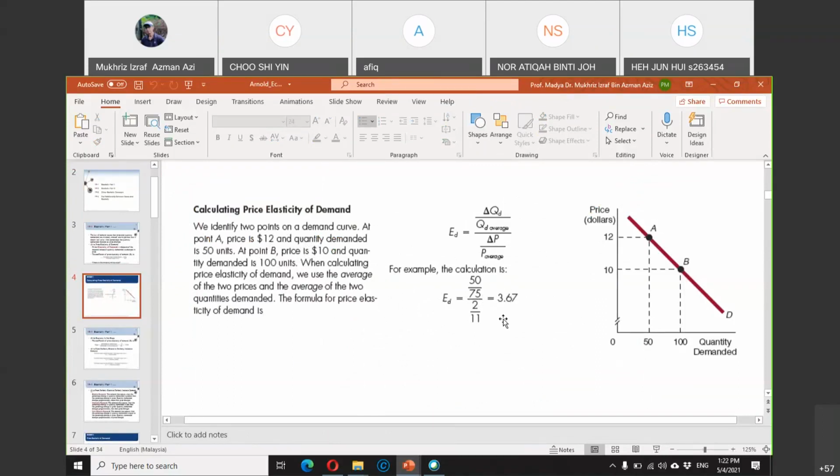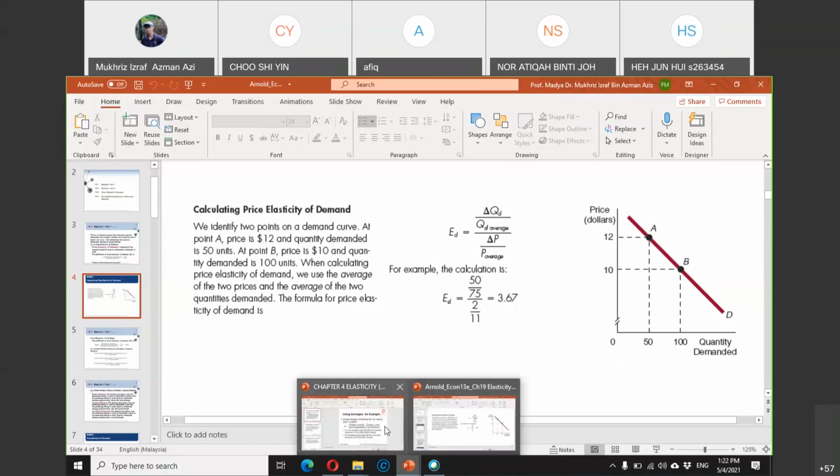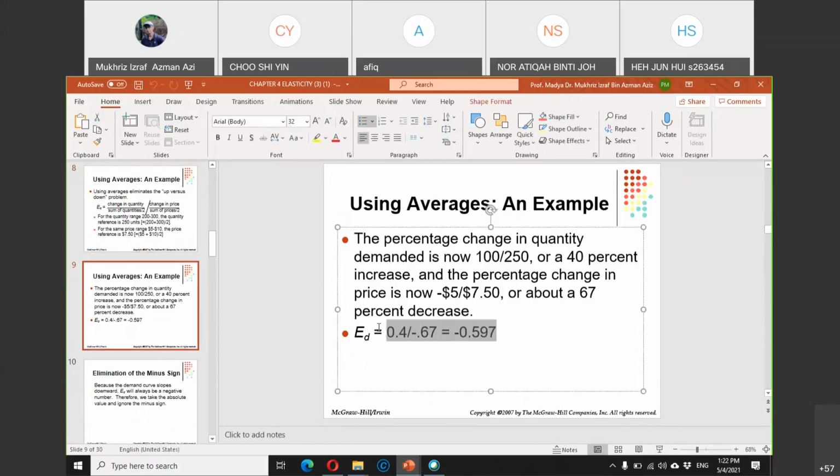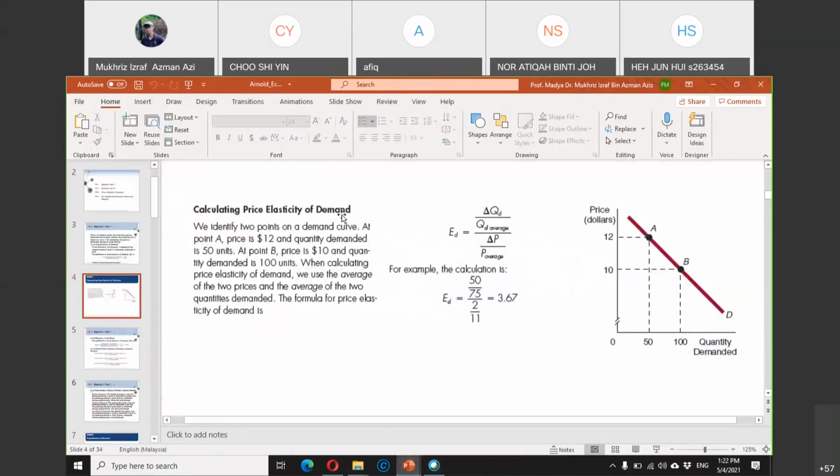So by right, it should be negative 3.67. But for this book, they remove the negative sign because the focus is just on the absolute value. If you calculate the actual number, it should be negative 3.67, just like in this slide here. The number is of course different, but the negative sign will always be with the elasticity of demand. But for the slide under the Arnold textbook, they remove the negative sign because the focus is just on the value. So here you get 3.67.